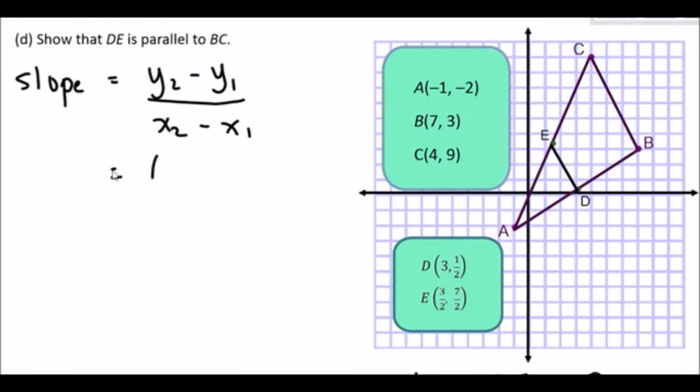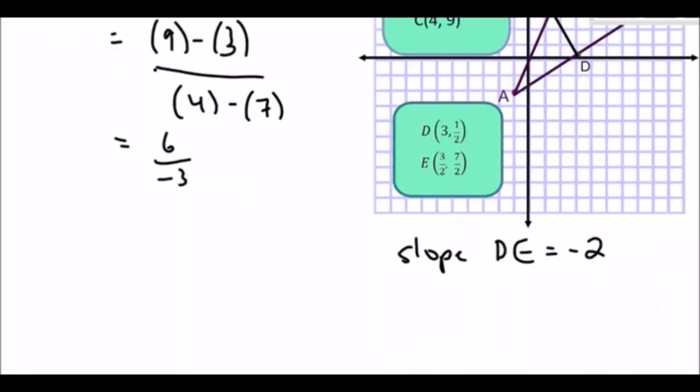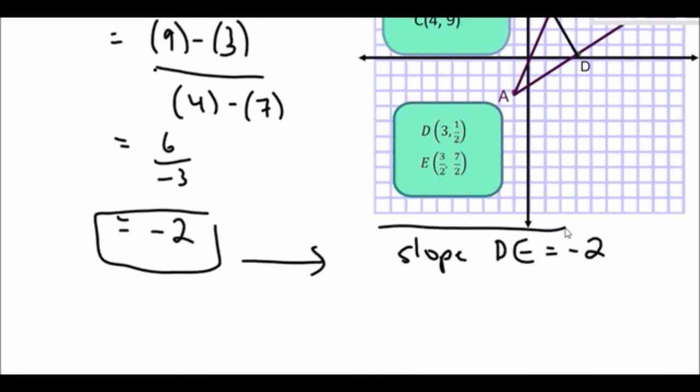So now I'm going to look at BC. So here's BC. So y2 minus y1 over x2 minus x1. So I get 6 over negative 3, and that reduces to negative 2. And that's a good thing because I wanted to show that they were parallel. And because they have the same slope, they are parallel.